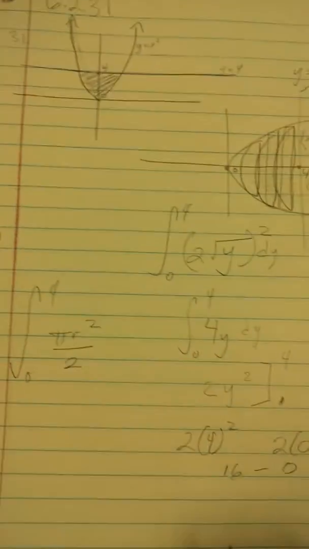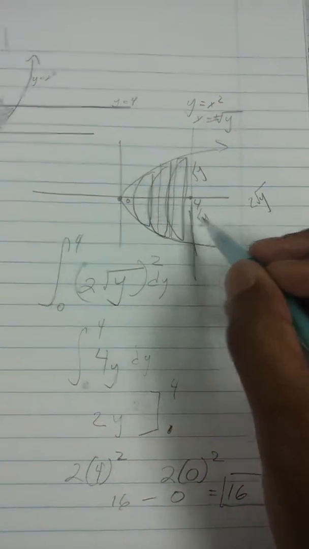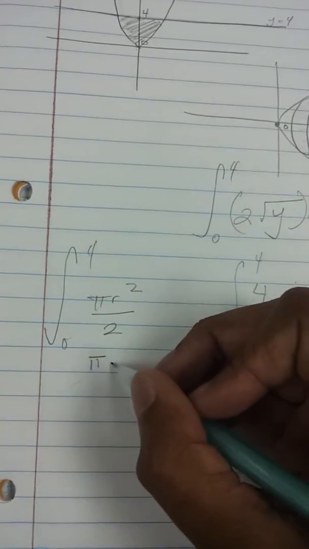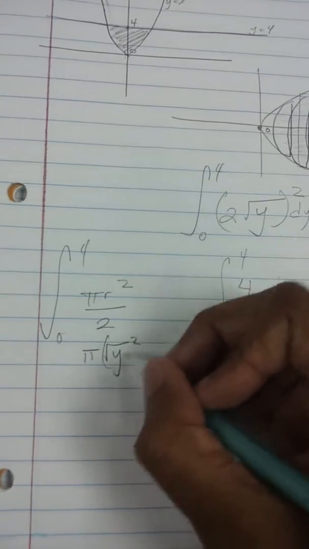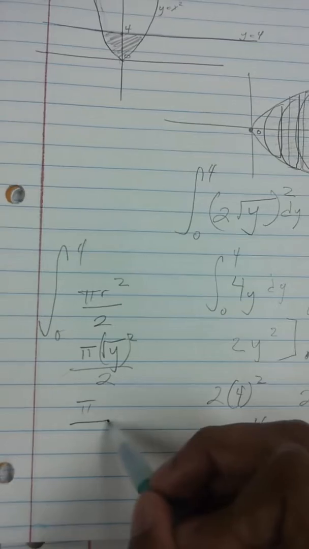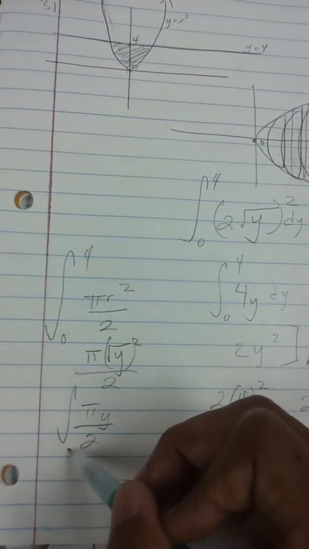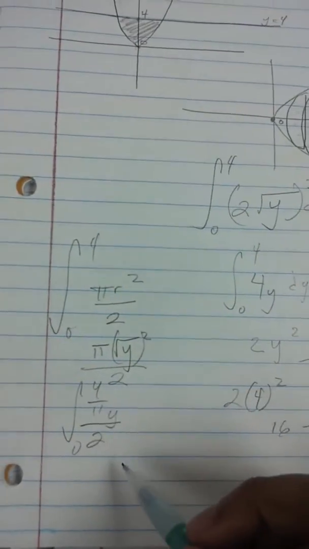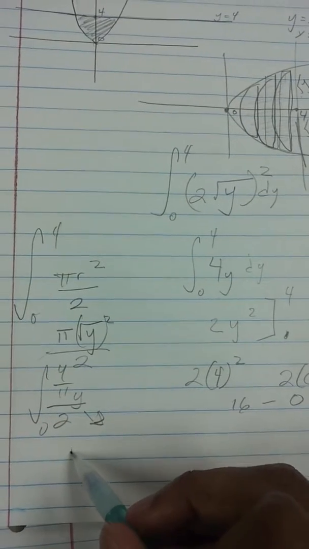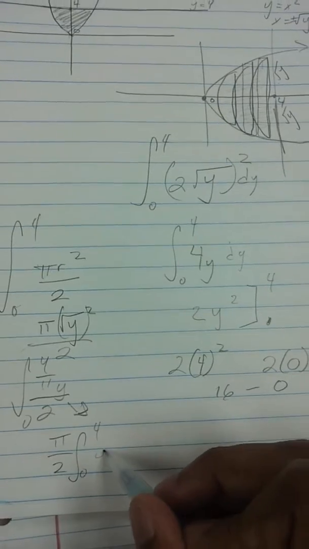But the radius would be square root of y. Over here, this would be the radius, which is square root of y. So over here, we put pi times square root of y, squared, over 2. This would simplify into pi over 2 times y. Integrate this, and then here we would simplify this out into pi over 2 integral of y.